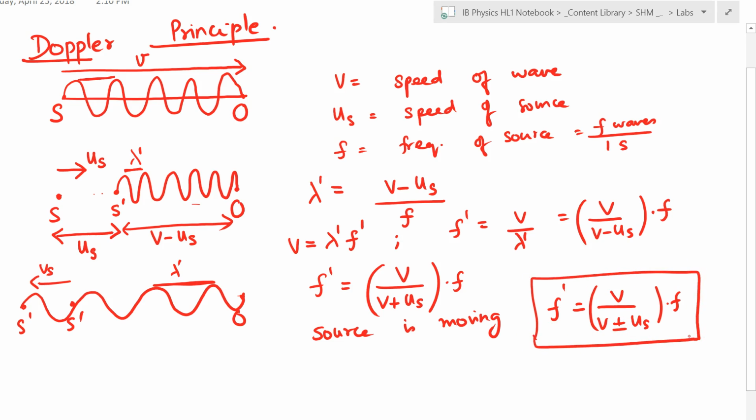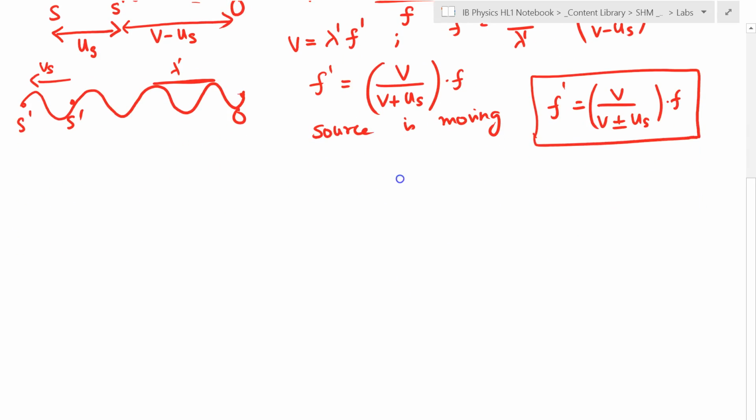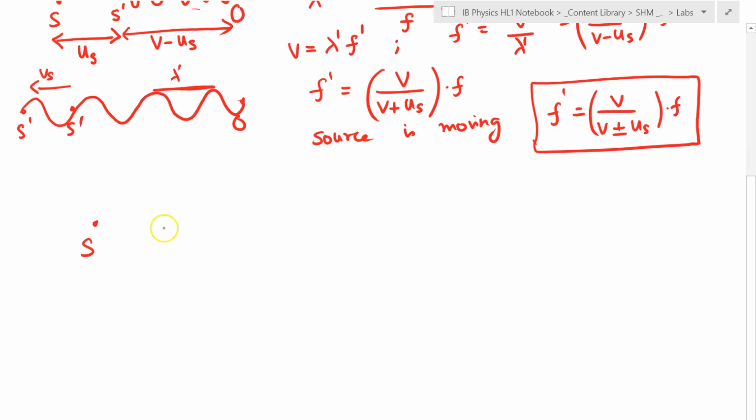Now what if the observer is in motion and not the source that is moving? So let's see what happens then. So this is my source and this is my observer. The source is emitting waves like this. The observer starts moving towards the source. Let's say the velocity is V0. And the wave itself is moving in this direction with the speed V. So when the observer moves towards the source, the wavelength does not change, but the speed of the wave as perceived by the observer, that is what's going to change.